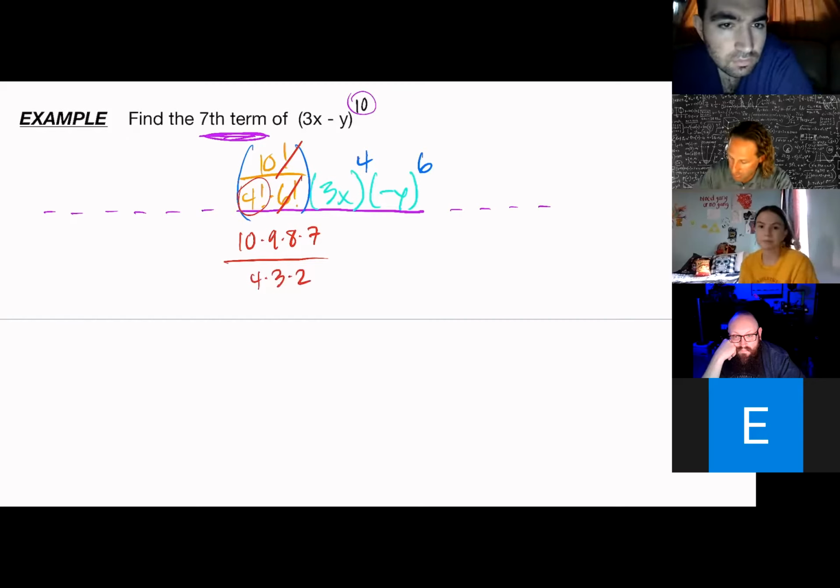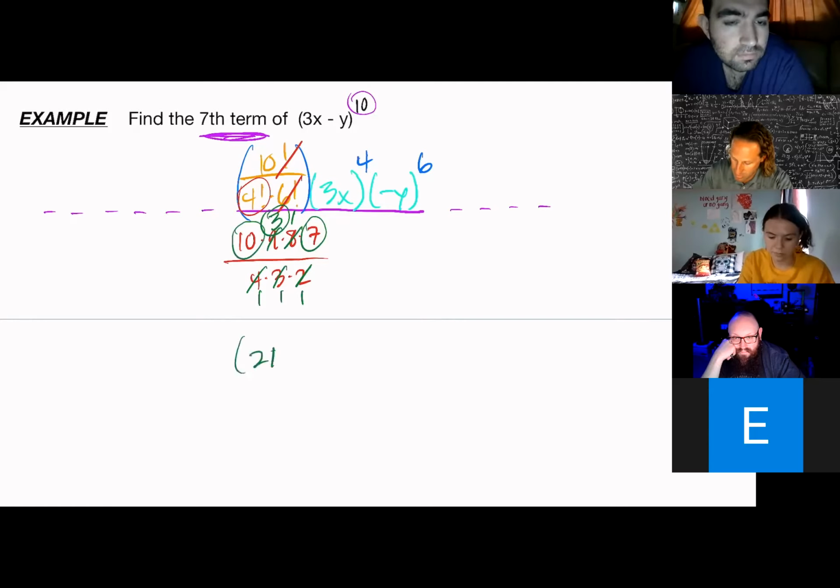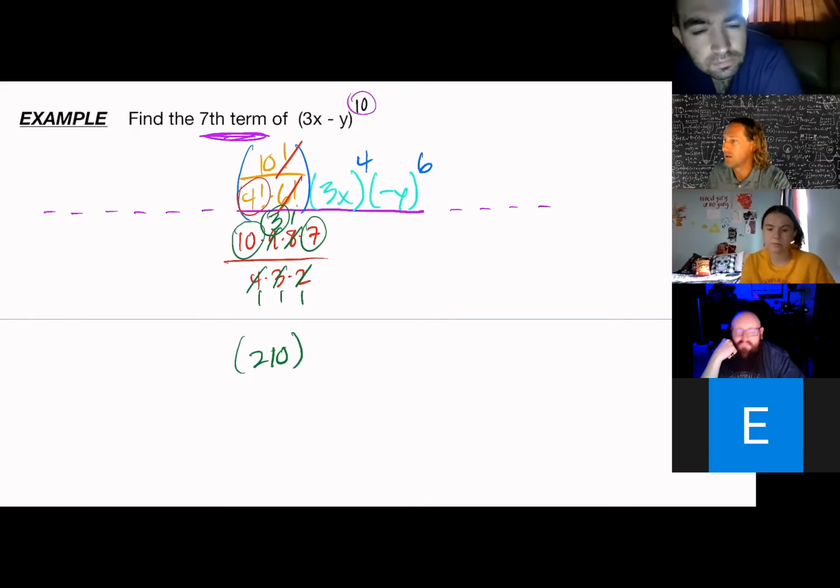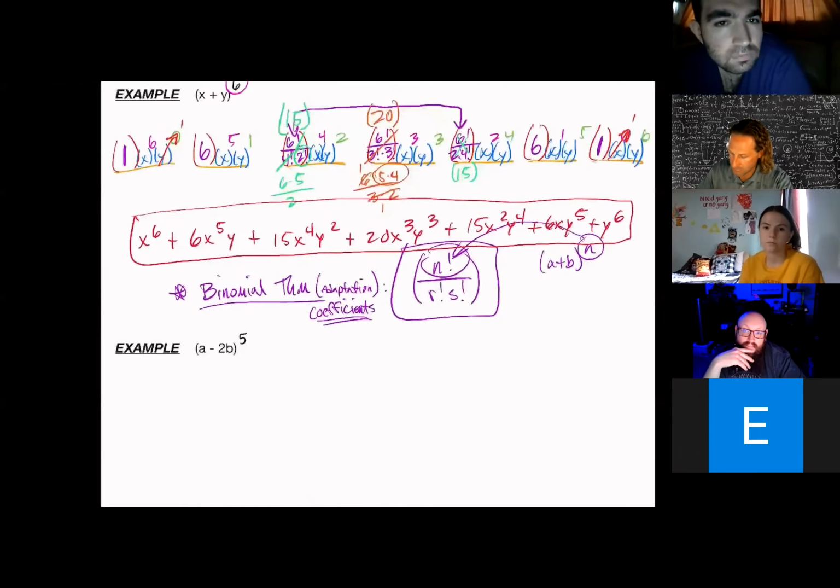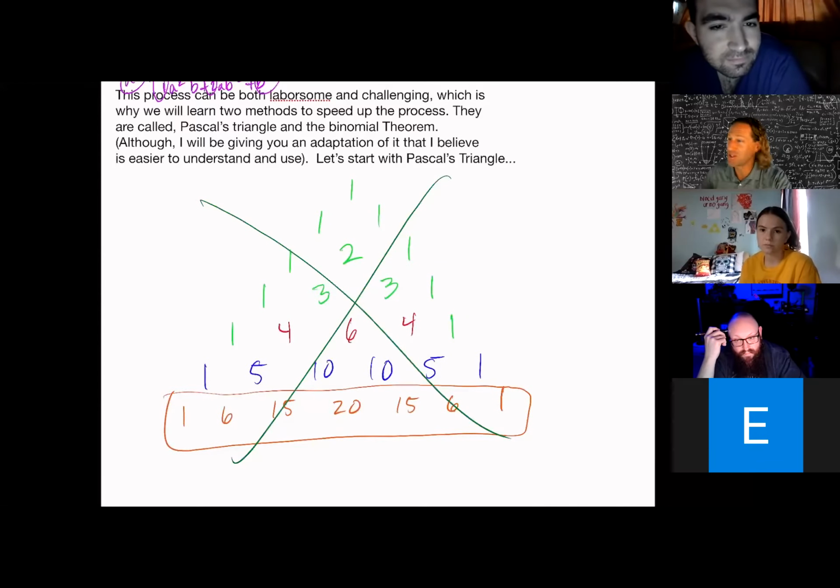Now I also know that I can cancel some stuff. 4 times 2 is 8. Good. Excellent. What else? The 9 and the 3, you can make that just 3 on top. And what is 3 times 7? 21. Times 10. 210. Then I get 210 as my coefficient. And look how much I did. Alan, you can still do it.